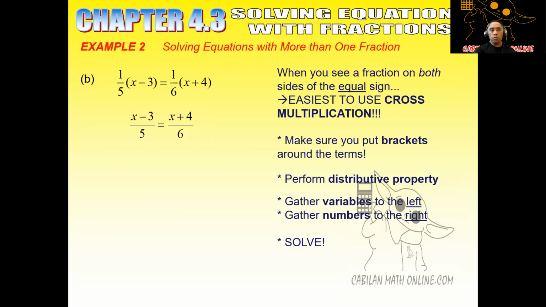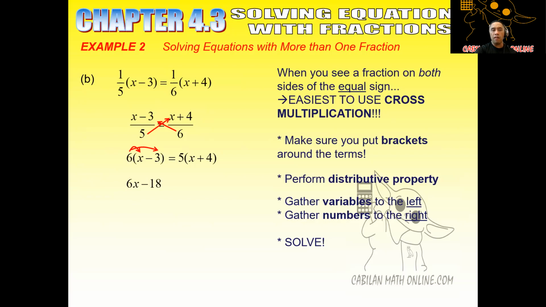So what we're going to do here, we're going to cross multiply the 5 to both the x and the 4. And we're going to cross multiply the 6 to both the x and the -3. So on the left side, I have 6 and in brackets x minus 3. And on the right side, we have 5 and in brackets x plus 4. Now, the next step here, we're now going to distribute the x's. So starting off with the 6, we're going to multiply to the x and the -3. That gives me 6x minus 18.